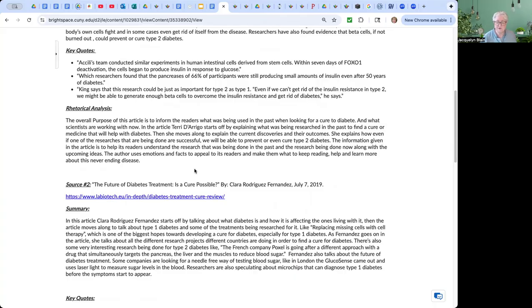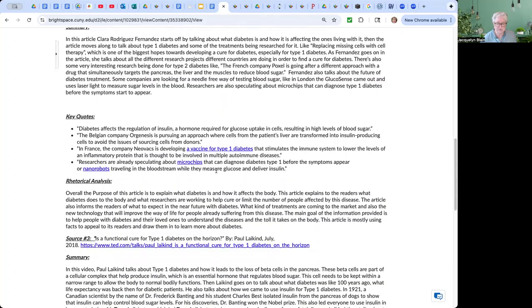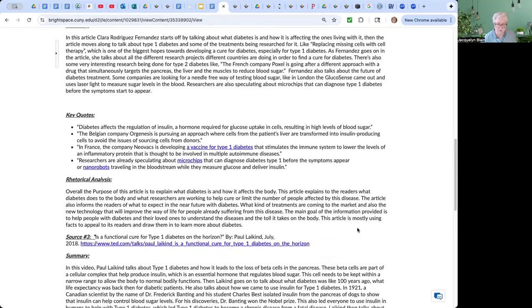The information given, this is his analysis, is to help the readers understand the research that's being done and what's being done now. The author also uses emotions and facts to appeal to the readers and makes them want to keep reading, help, and learn more about this never-ending disease. Okay, so that's one of them. This one down here, again, talking about the main goal. The article is mostly using what they're using.